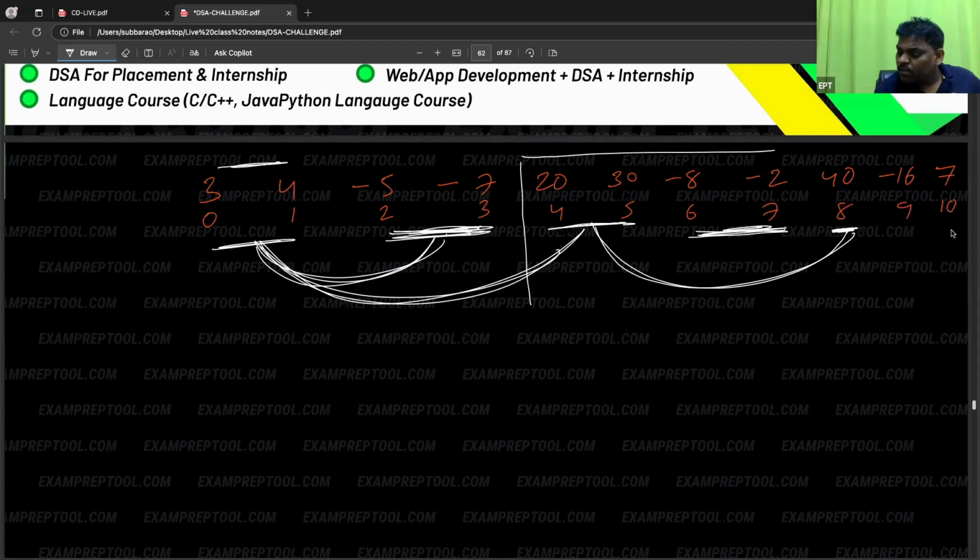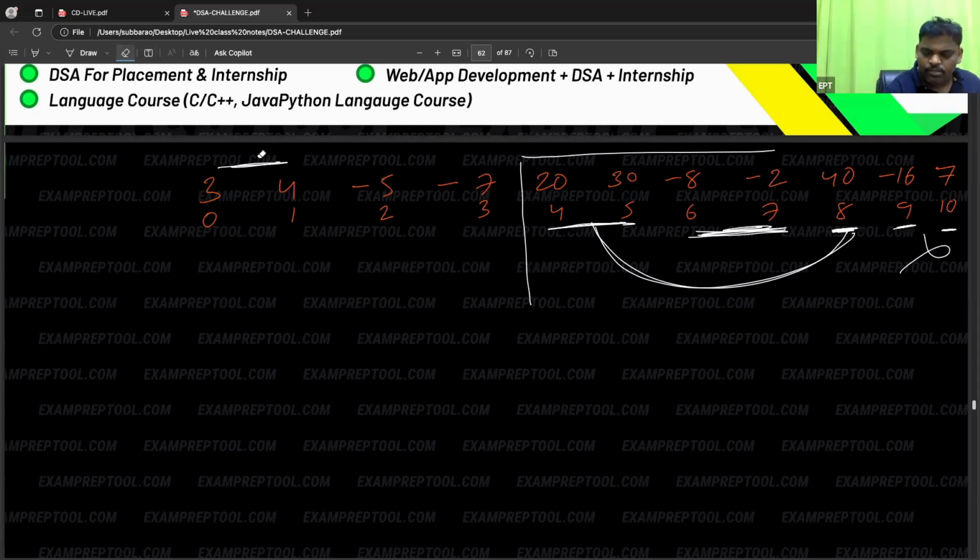Now some people are asking, sir, what about this 7? I am losing minus 16, but I am going to get only 7. I don't take it. So I think the answer for this problem is, let me check, this is the answer.